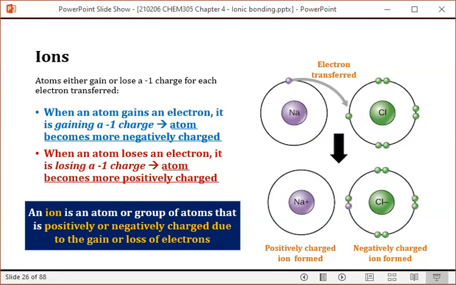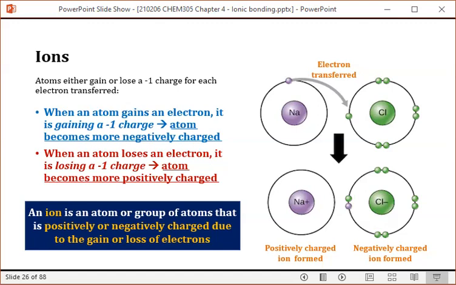So when ions form, what's happening is that atoms are either gaining or losing -1 charges for each electron transferred. And so when an atom gains an electron, it's gaining a -1 charge because electrons are negatively charged. So when an atom gains an electron, it becomes more negatively charged. When an atom loses an electron, it's losing a -1 charge. So it's losing some negative charge, which means the atom becomes more positively charged.